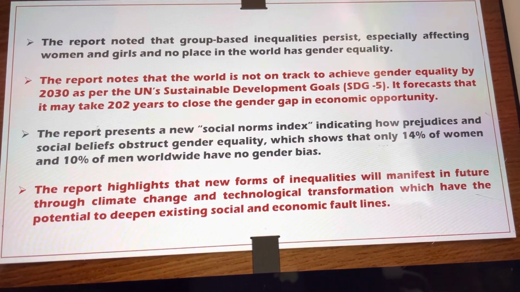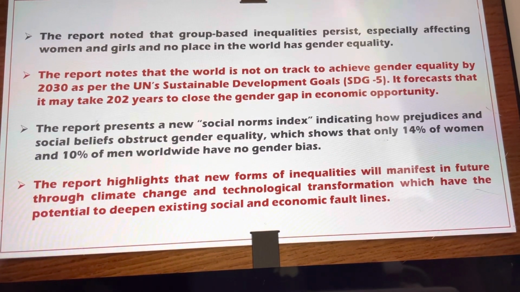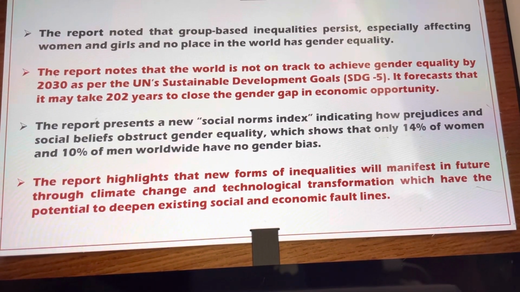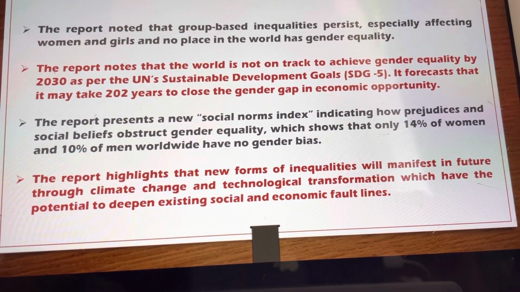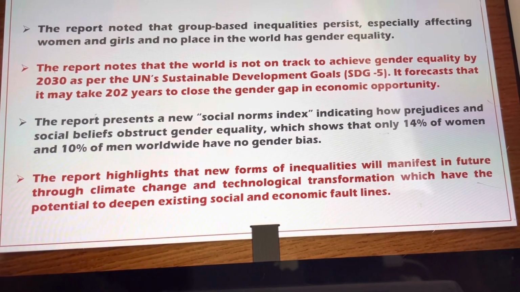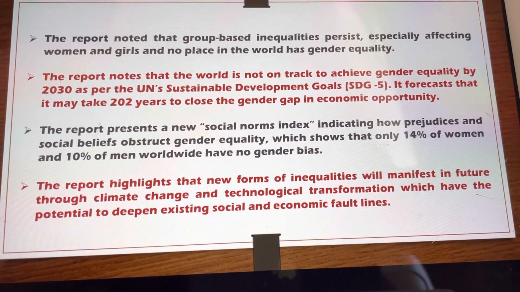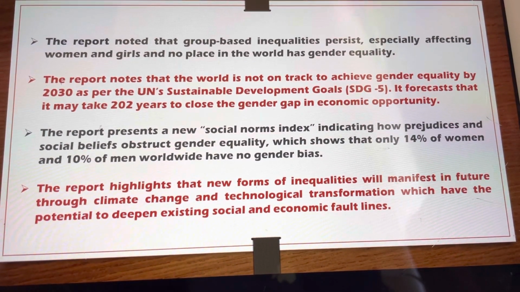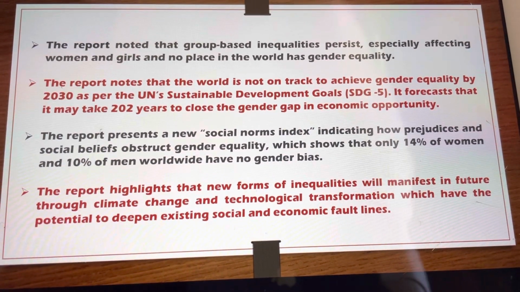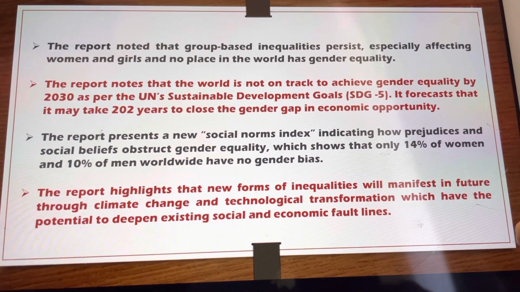The report highlights that new forms of inequalities will manifest in future through climate change and technological transformation, which have the potential to deepen existing social and economic fault lines. So if there is a technological change or transformation, what will happen? Gender inequality may increase more.